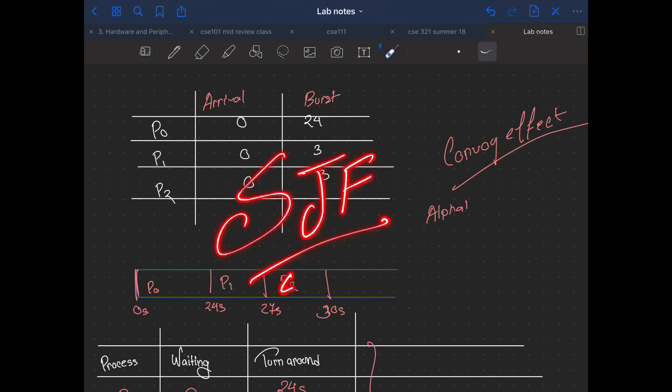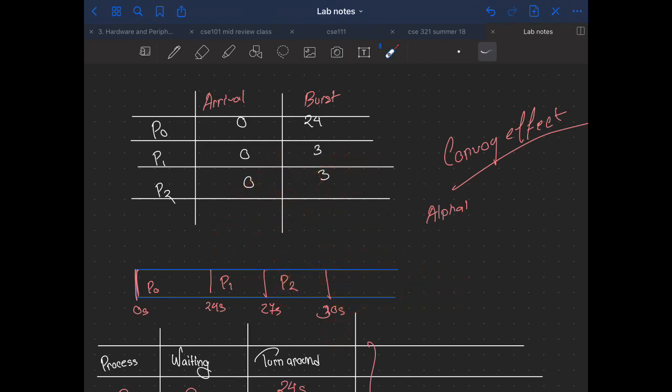To solve this we have SJF, which stands for shortest job first, and we'll be looking into this algorithm in a later video, but this is all about FCFS.